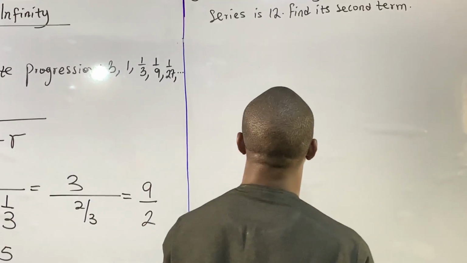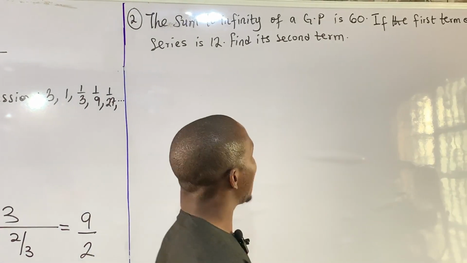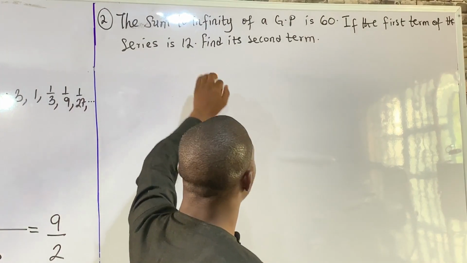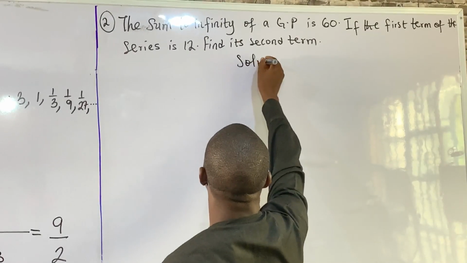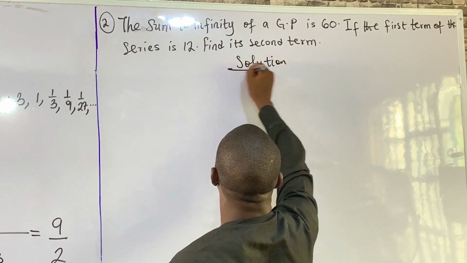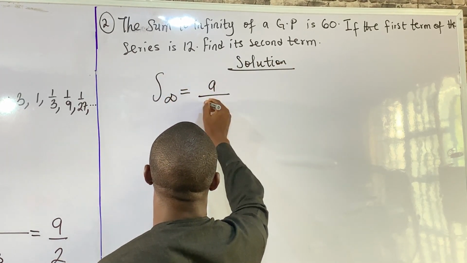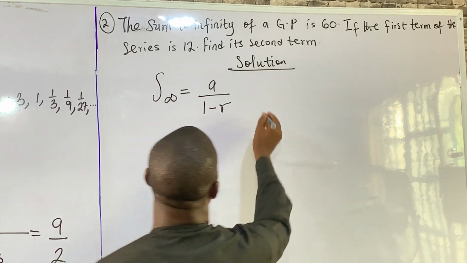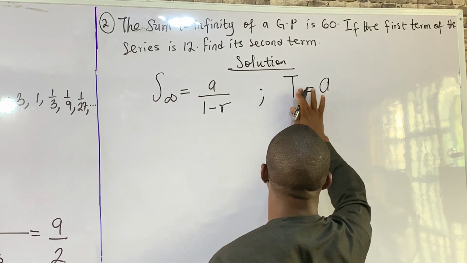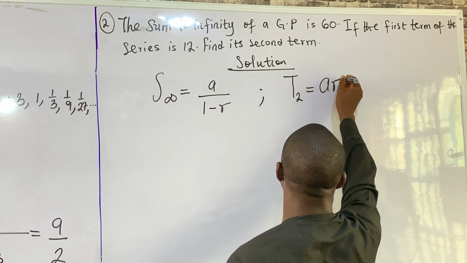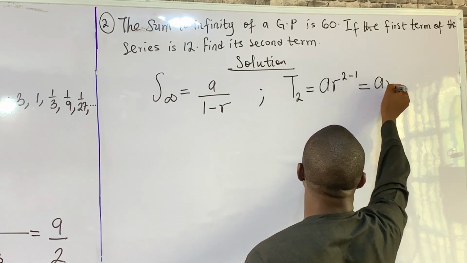We have question number 2. The sum to infinity of a GP is 60. If the first term of the series is 12, find the second term. Solution. The sum to infinity is A divided by 1 minus R. And the second term of a GP is A R raised to power 2 minus 1, which is A R.